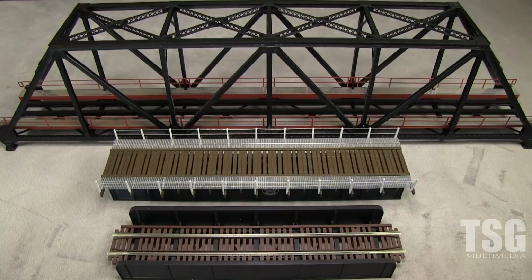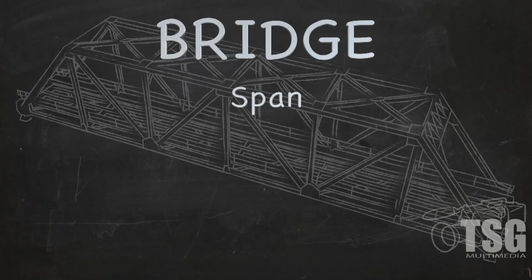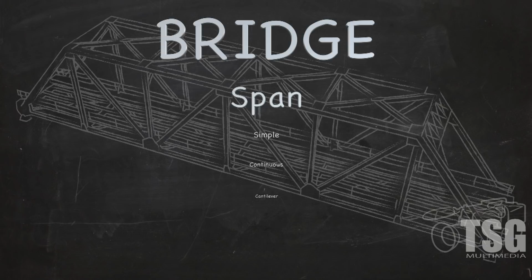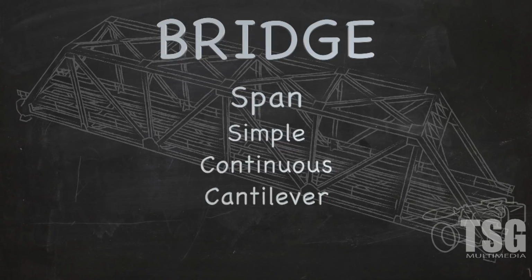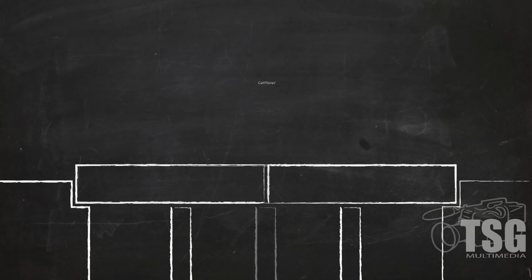So let's talk about some terminology. There are four main aspects to bridge design: the type of span, the type of material, the placement of the support structure in relation to the roadbed, and the form. Bridge spans have three basic design types: simple, continuous, and cantilever. Bridges can also be made of a combination of these types. So simple is generally a structure that's supported on both ends. Continuous is a structure that's supported in multiple places. And cantilever is a bridge that extends out over space and is supported on one end.